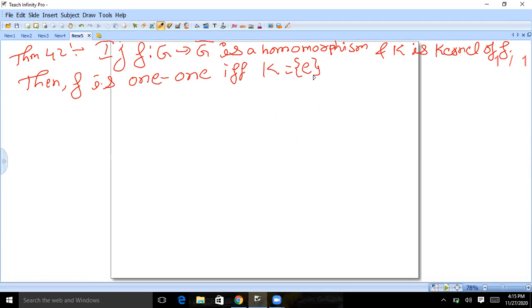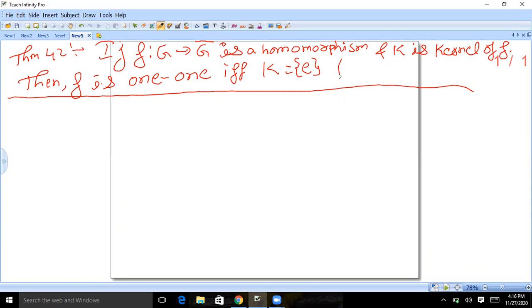Therefore next we shall prove this. In the question they have given E is the identity of G. So let us consider that f from G to G bar is a homomorphism and K is the kernel of f. Then what to prove is that f is a one to one mapping. Okay, so next we shall see the proof.